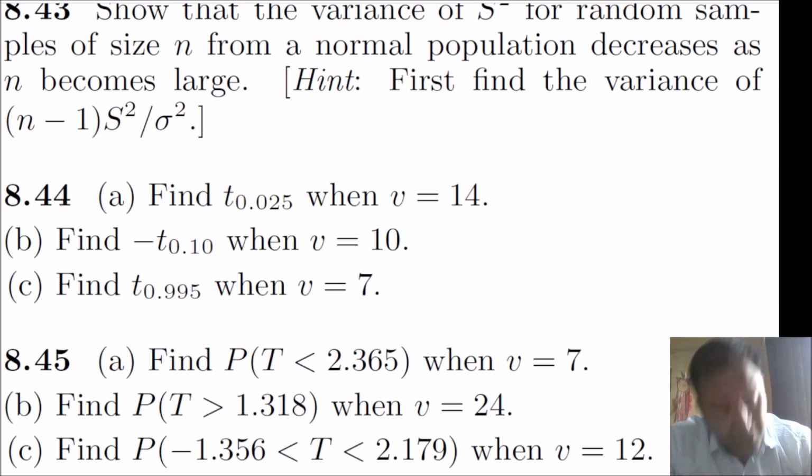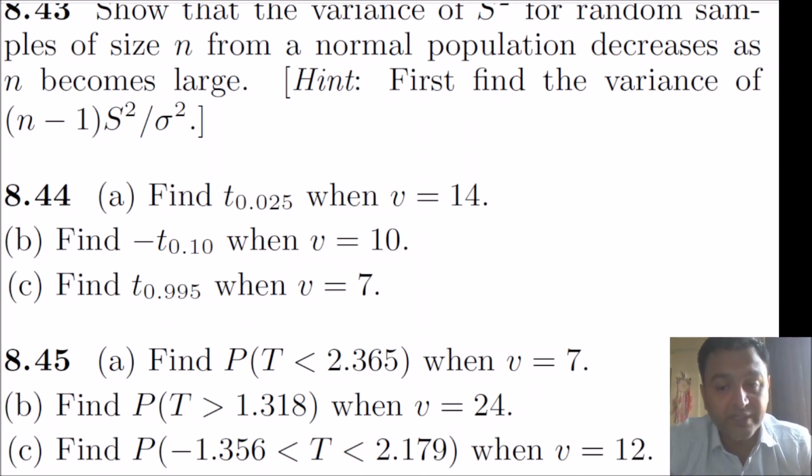But this is the same as 1 minus the probability of t greater than or equal to 2.365. And now you have to find the t value. So you want to find the probability. That means you want to find the alpha such that the probability of t is greater than or equal to 2.365.